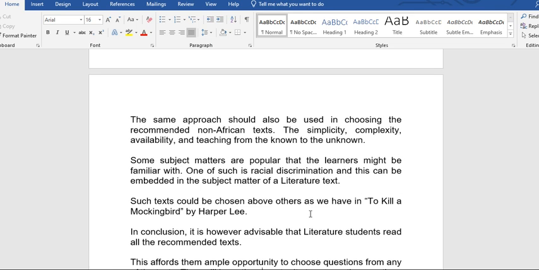The same approach should also be used in choosing the recommended non-African text: the simplicity, complexity, availability, and teaching from the known to the unknown. Some subject matters are popular that the learners might be familiar with. One of such is racial discrimination, and this can be embedded in the subject matter of a literature text. Such texts could be chosen above others, as we have in To Kill a Mockingbird by Harper Lee.